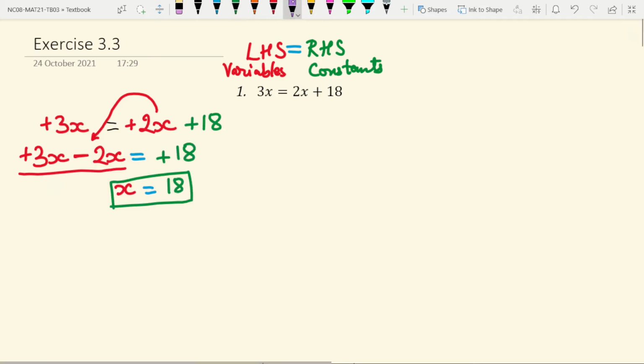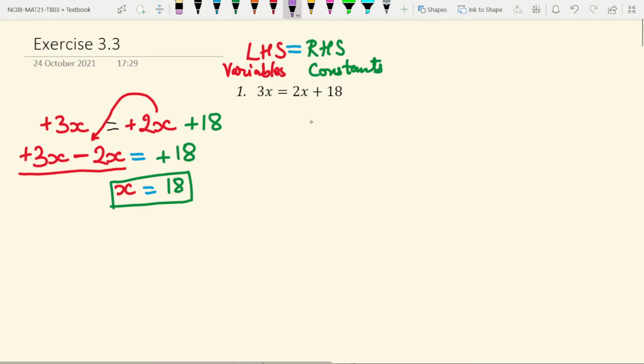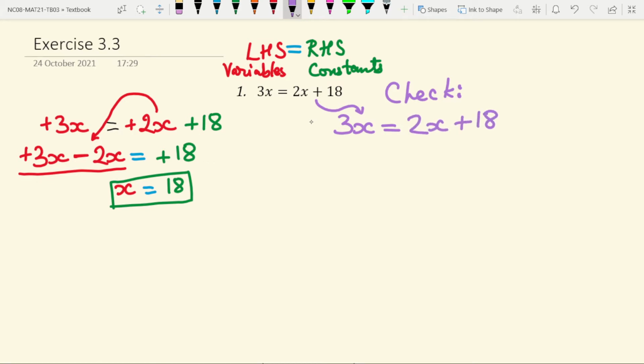Our question was to check our result. So in order to check our result, we'll put the heading as check. To check the answer, all we have to do is copy the equation given. So I will copy 3x is equal to 2x plus 18. The next step will be to copy the same equation but without the variables. I will skip writing the variables.